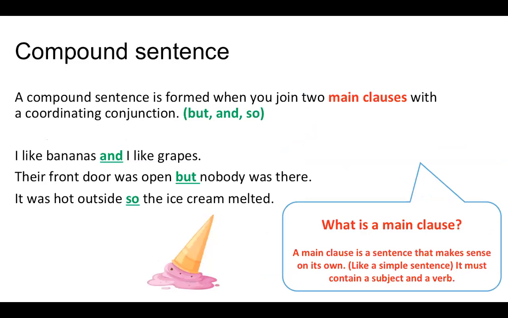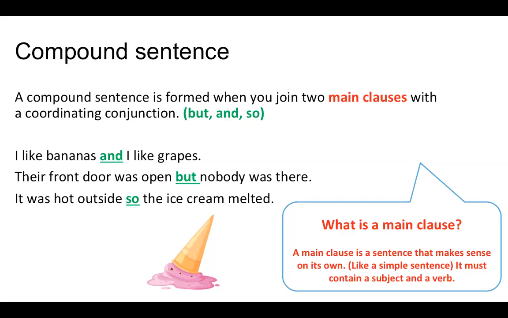And then moving on to compound sentences. A compound sentence is formed when you join two main clauses with a coordinating conjunction, such as but, and, or so. Just a quick recap, what is a main clause? Pretty much the same as a simple sentence, really. It's a part of a sentence that makes sense on its own. It must contain a subject and a verb.